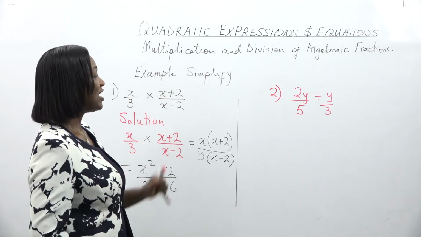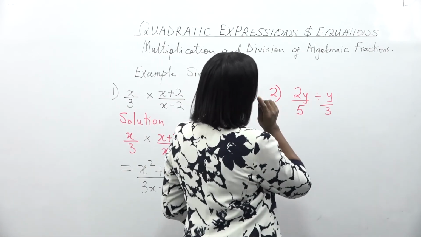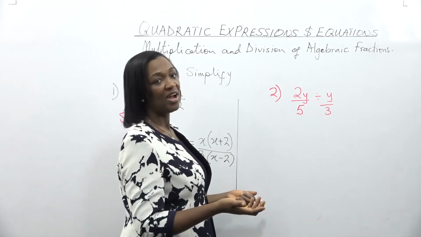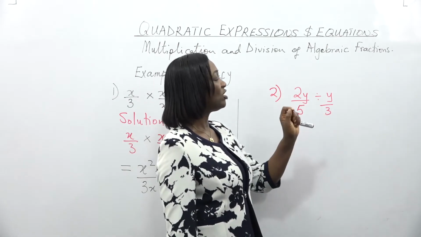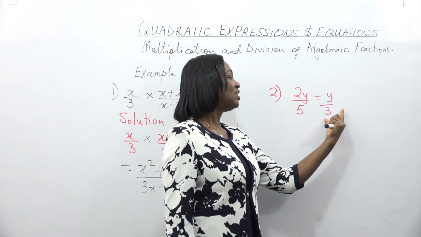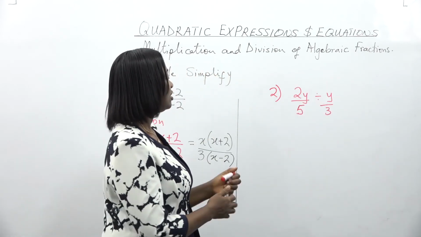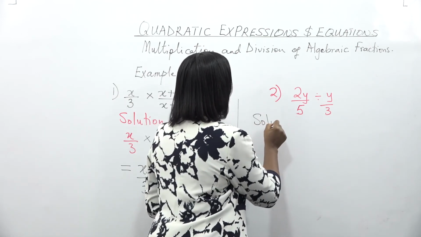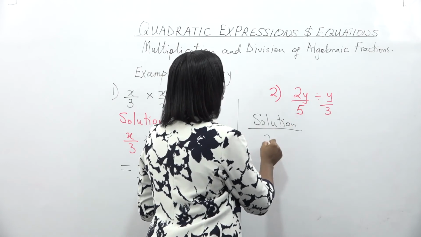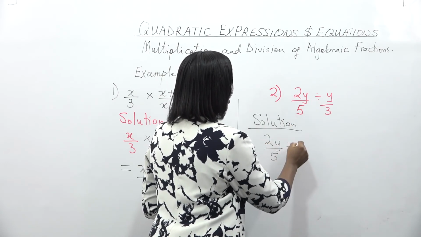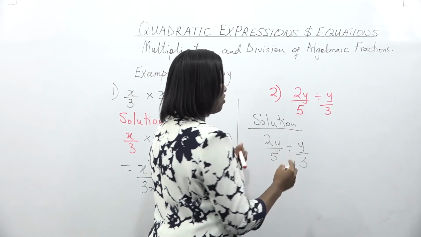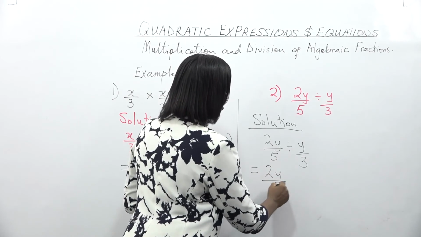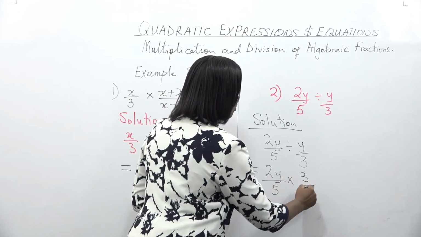Simple. In the next example, we have 2y over 5 divided by y over 3. We know how to divide. When you change your division sign to multiplication, then you reciprocate the term after the division sign. So let's take our solution. It becomes 2y over 5 divided by y over 3. I usually like to write the question again. So this is now 2y over 5 times 3 over y.